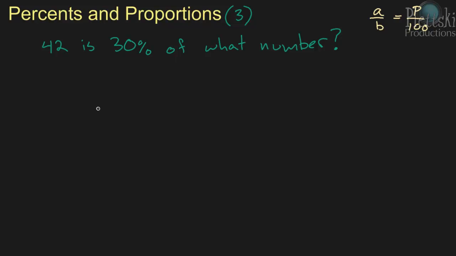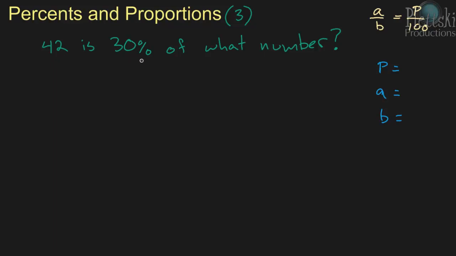Okay, let's do one more example of percents and proportions. In the previous two lessons, we looked at finding the percent, so finding p. We've already solved for p, and in the last lesson, we solved for a. So in this one, let's look at one where we have to solve for b, or the base. So we've already done one for p, we've done one for a, and this one we're going to have to find b.